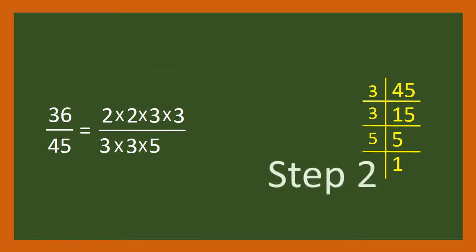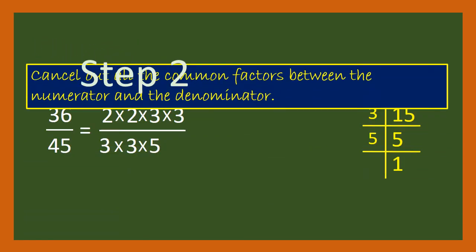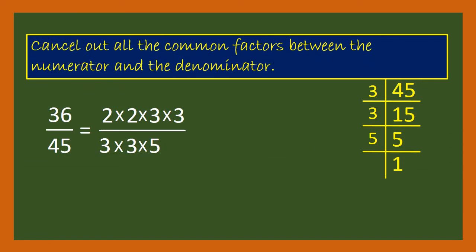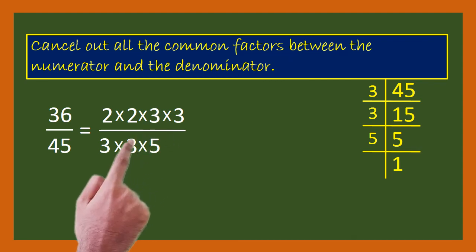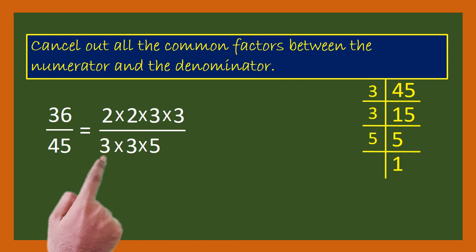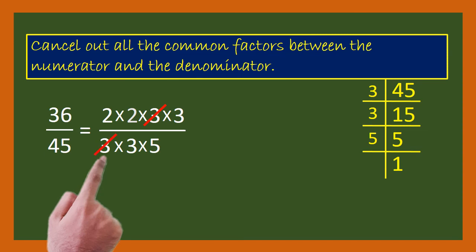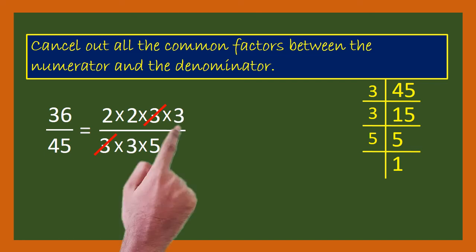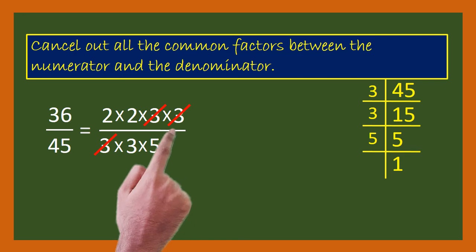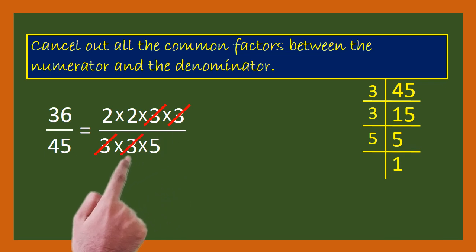Now the next step is to cancel out all the common factors between the numerator and the denominator. As we have 3 in the numerator and also we have 3 in the denominator, we'll cancel out 3 from the numerator and 3 from the denominator. Again we have 3 as a common factor between the numerator and the denominator. So we'll cancel out 3 from the numerator and 3 from the denominator.